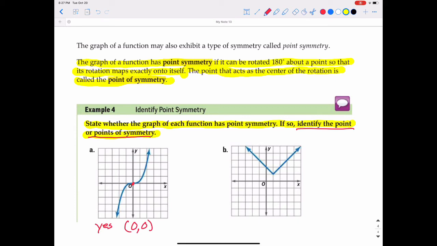Part B, does this have point symmetry? Can I spin it around any point on this graph and expect it to look exactly the same if I spin it 180 degrees? If you try to spin it around the vertex point here, halfway around, you're going to wind up with a figure that looks about like this. So no, it does not have point symmetry.